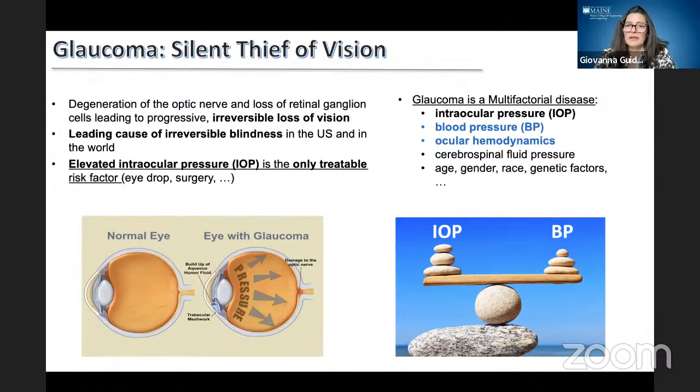That glaucoma is a multifactorial disease is well known. And you can see here an incomplete list of the factors that contribute to the disease process. And among the most reported is blood pressure and also ocular hemodynamics.